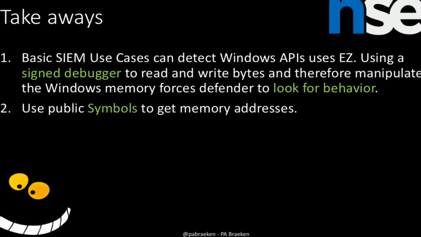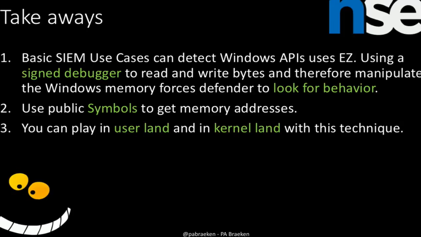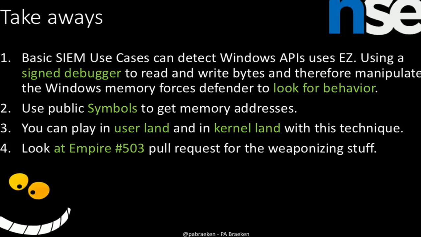You can use public symbols to get memory addresses of every Microsoft tool, but also for every tool which was compiled in the Microsoft world. With this technique, you can play in user land and kernel land, and look at Empire pull request 503, because there is also a certificate bug which I corrected. I want to show you something before the end.